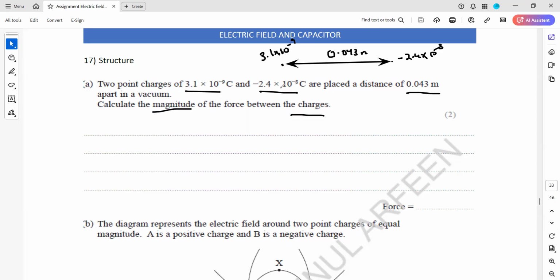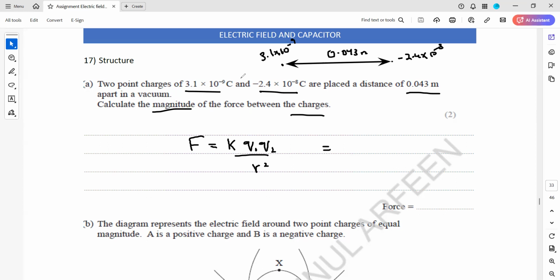Whenever two charges are there, either they attract or repel. According to Coulomb's law, the force of attraction or repulsion between the charges is given by K Q1 Q2 over R square. It's directly proportional to the product of the charges and inversely proportional to the square of the distance between them. So we just substitute the values.